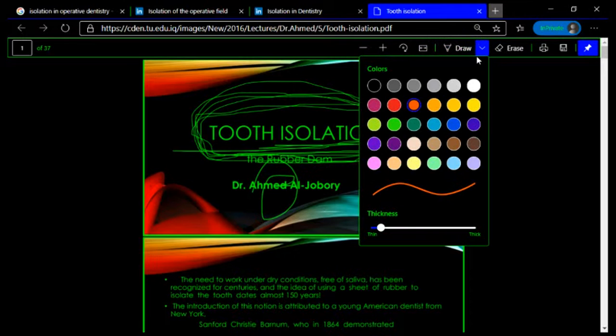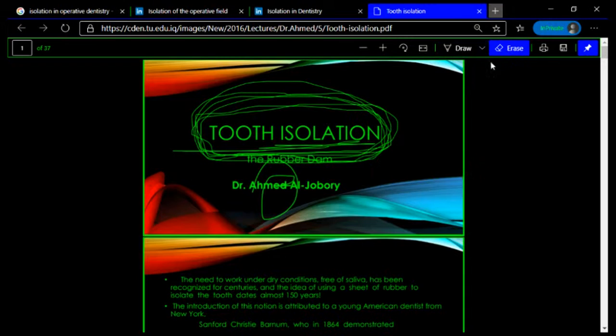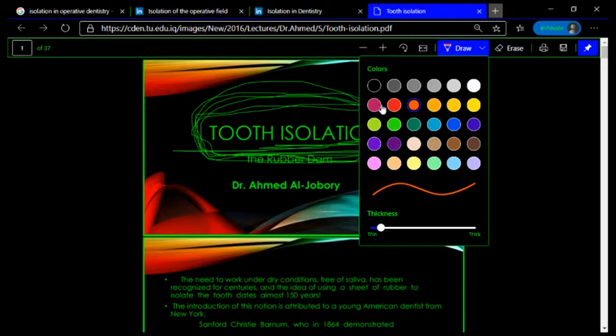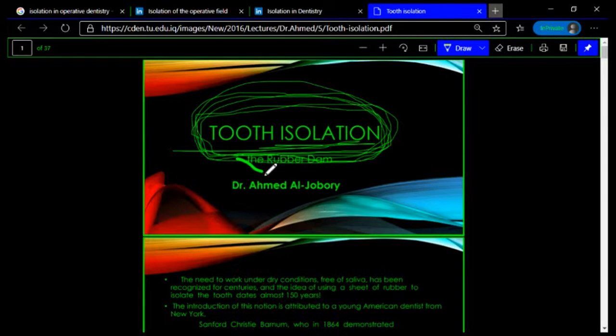This is the PowerPoint that we are looking for, to understand the rubber dam and the tooth isolation process.